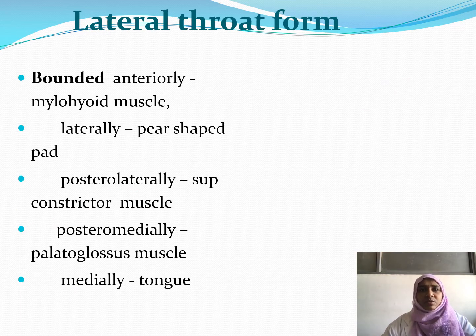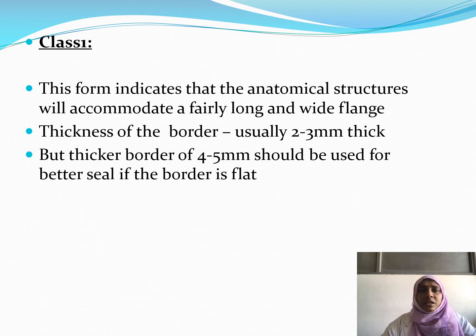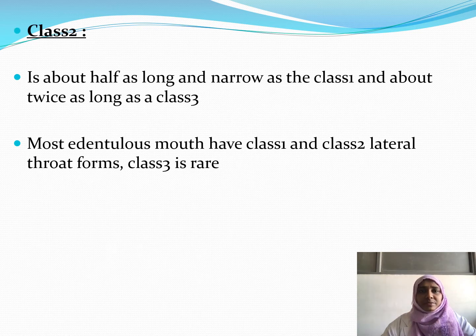Coming to the lateral throat form, it is bounded anteriorly by the mylohyoid muscle, laterally by the pear-shaped pad, posterolaterally by the superior constrictor muscle, medially by the palatoglossal muscle, and medially by the tongue. It is divided into class 1, class 2 and class 3. Class 1 indicates that the anatomical structure will accommodate a fairly long and wide flange, and the thickness of the border is usually 2 to 3 mm. But a thicker border of 4 to 5 mm should be used for a better seal if the border is flat.